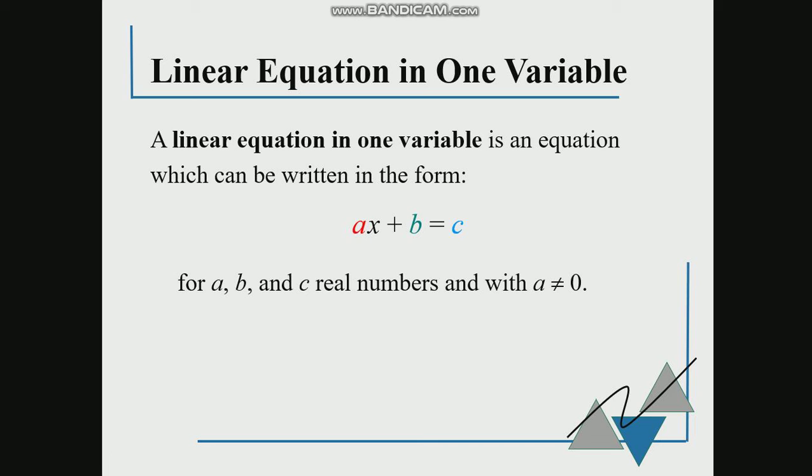Now, why is it important that a is not equal to 0? Well, what if a was equal to 0? What would happen? Well, 0 times x is 0, and then we don't have a variable anymore, right? And this needs to be a linear equation in one variable. So I need a variable.